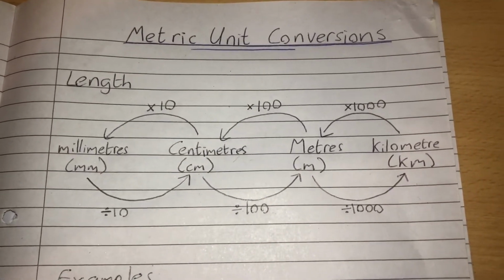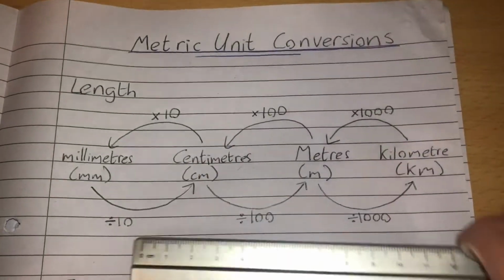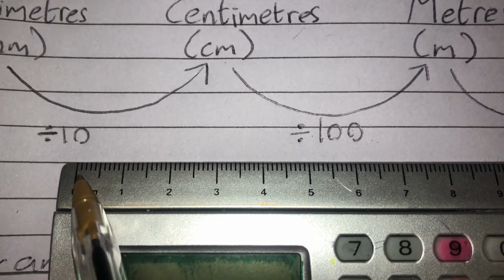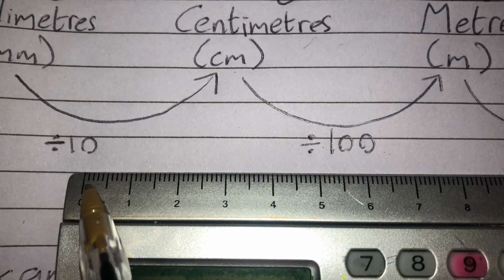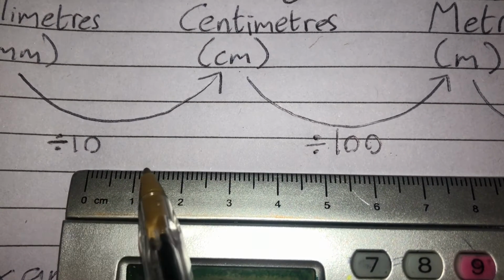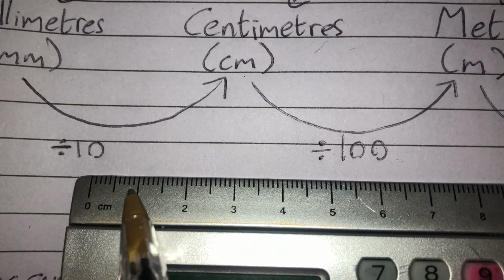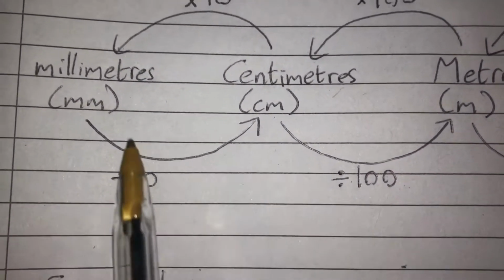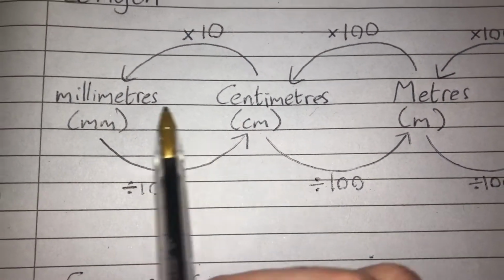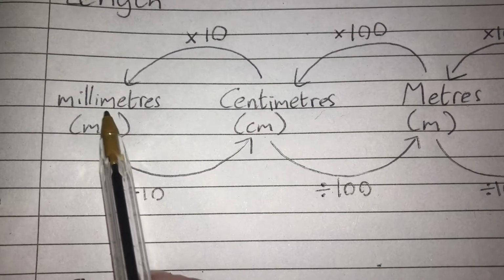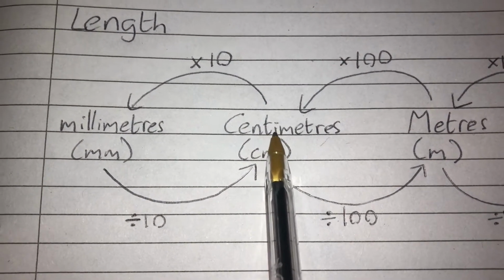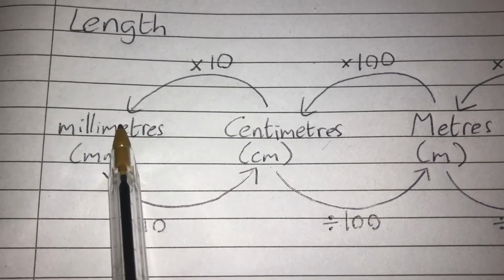So millimeters is the smallest unit that we're going to look at. If we were to consider looking at this ruler, the very small increments up here, each of those small increments is 1 millimeter. The distance between the 0 and the 1 here, that is 1 centimeter. So we can see from this that there are 10 millimeters in 1 centimeter, and that's our first conversion. So if there are 10 millimeters in 1 centimeter, if we want to change millimeters into centimeters, we simply divide by 10. However, if we want to go the opposite way and change centimeters into millimeters, we multiply by 10.